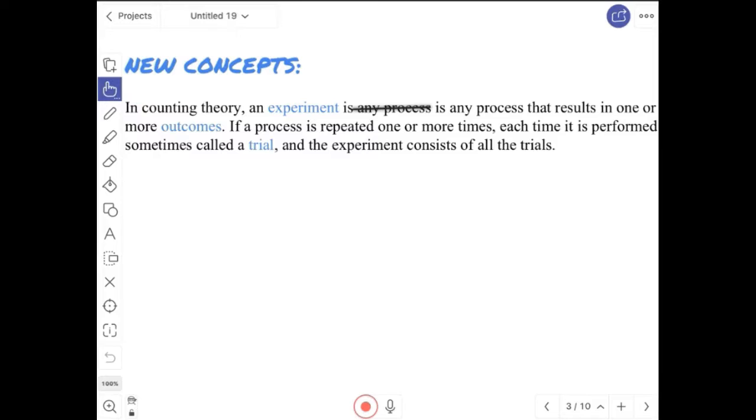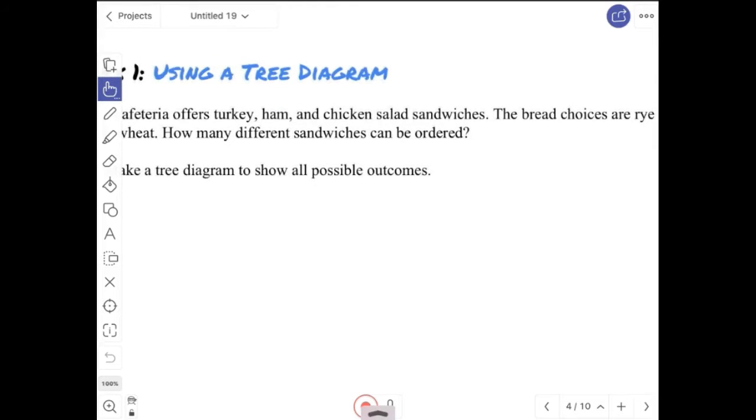All right. In counting theory, an experiment is any process that results in one or more outcomes. If a process is repeated one or more times, each time it is performed is sometimes called a trial. And the experiment consists of all of the trials. Okay, so we're talking about experiments. Different kinds of actions taken within an experiment are trials. The results of those trials or experiment would be the outcomes.